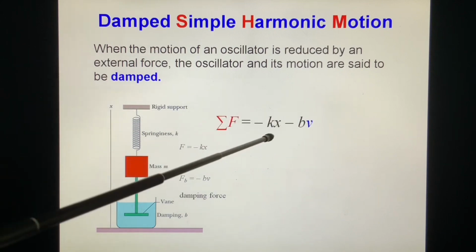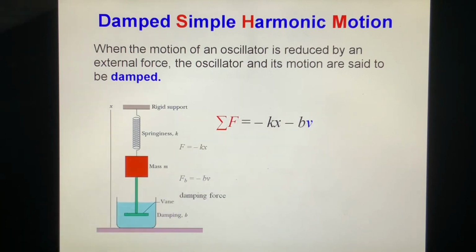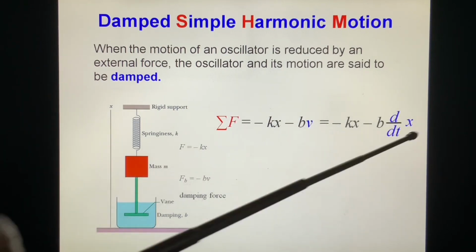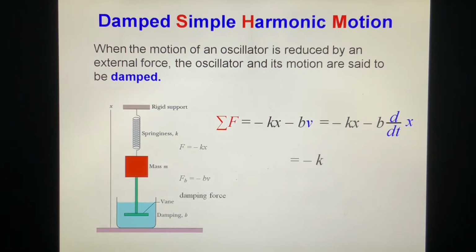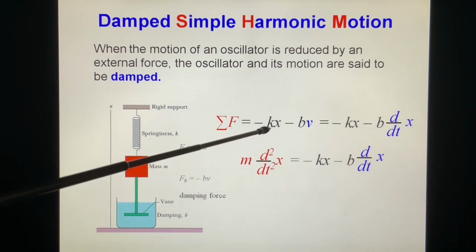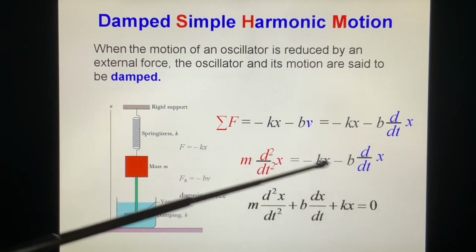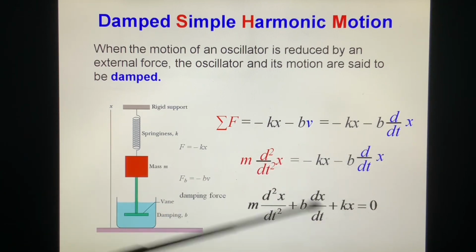So sigma F is equal to Hooke's law plus the resistance, proportional to velocity. Sigma F equals ma, where a is dv/dt. So ma equals minus kx minus b dx/dt. We rewrite this equation: m d²x/dt² plus b dx/dt plus kx equals 0. This is a second order differential equation. Linear, because it's all linear. And we want to find the answer to this one.